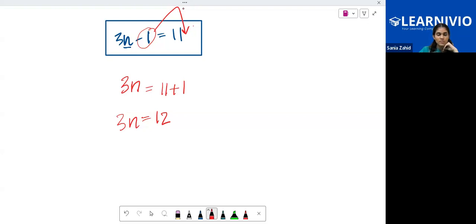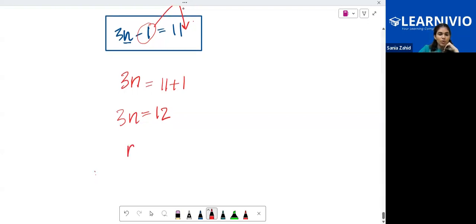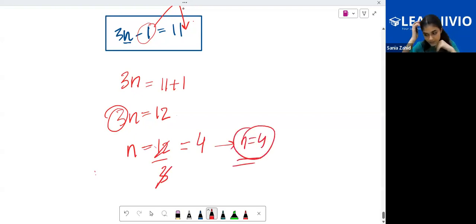Yes, ma'am. Now the value of n you have to find. So now you have 3n is equal to 12. Now you have to remove this 3. Tell me, what will you do with 3? You divide 12 by 3. So what is my answer? 4. N is equal to 4. That's my answer. Correct? Yes, ma'am. Okay, very nice.